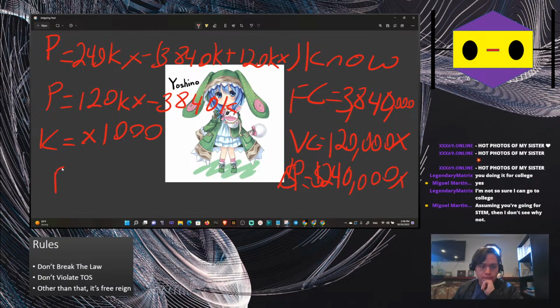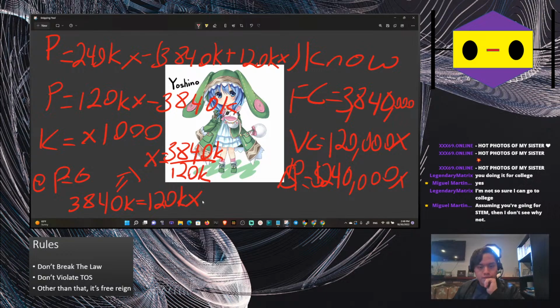So at P equals 0, we will have 3840k equal to 120kx. From there, x is equal to 3840k divided by 120k. x will be equal to 32. Sounds good. That's our break-even point.